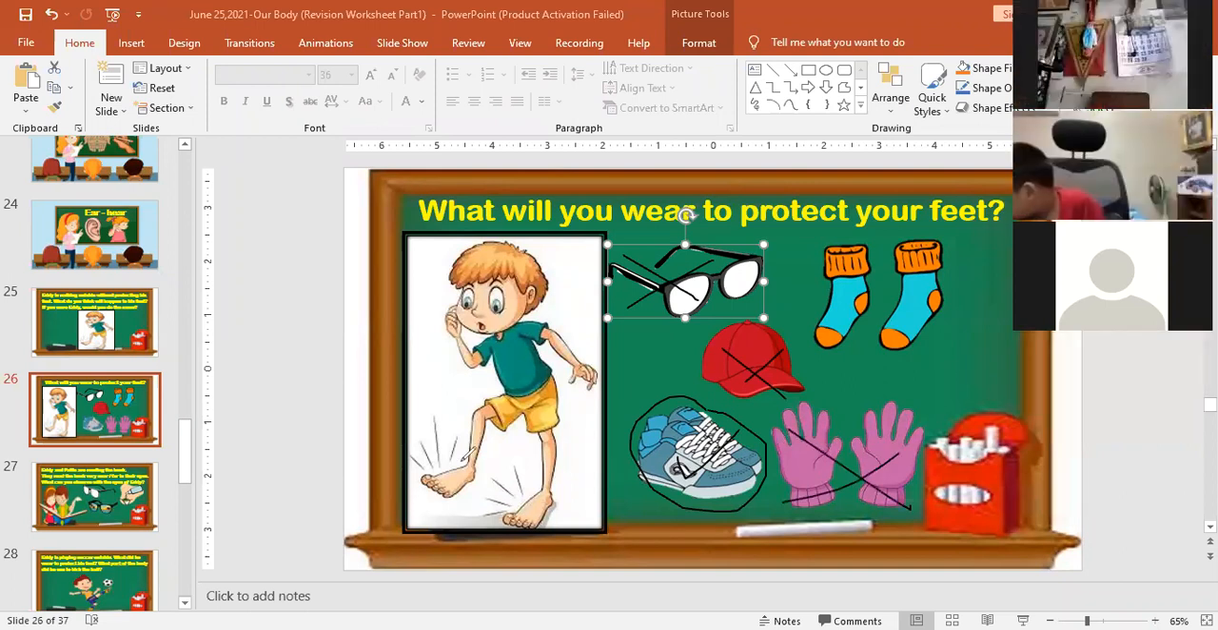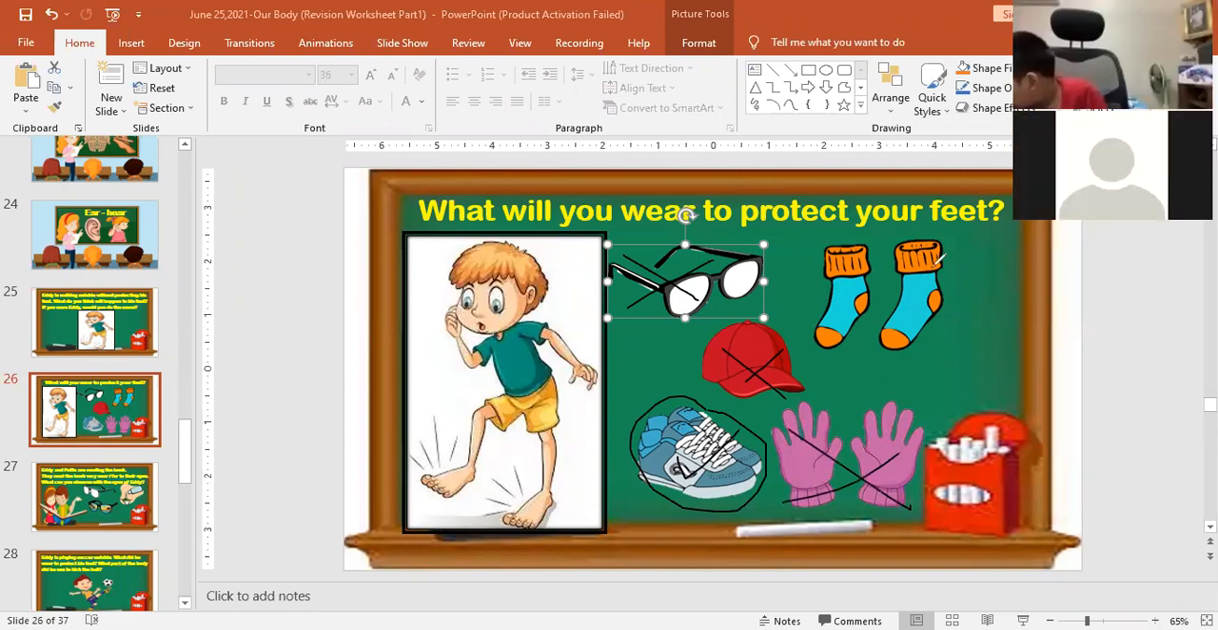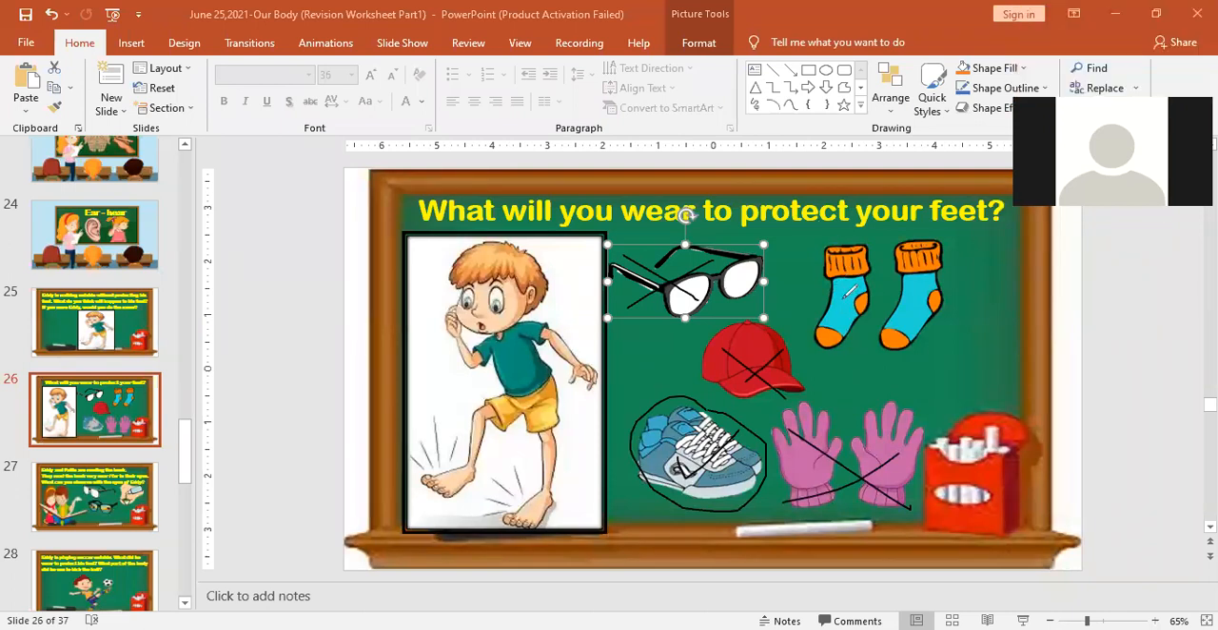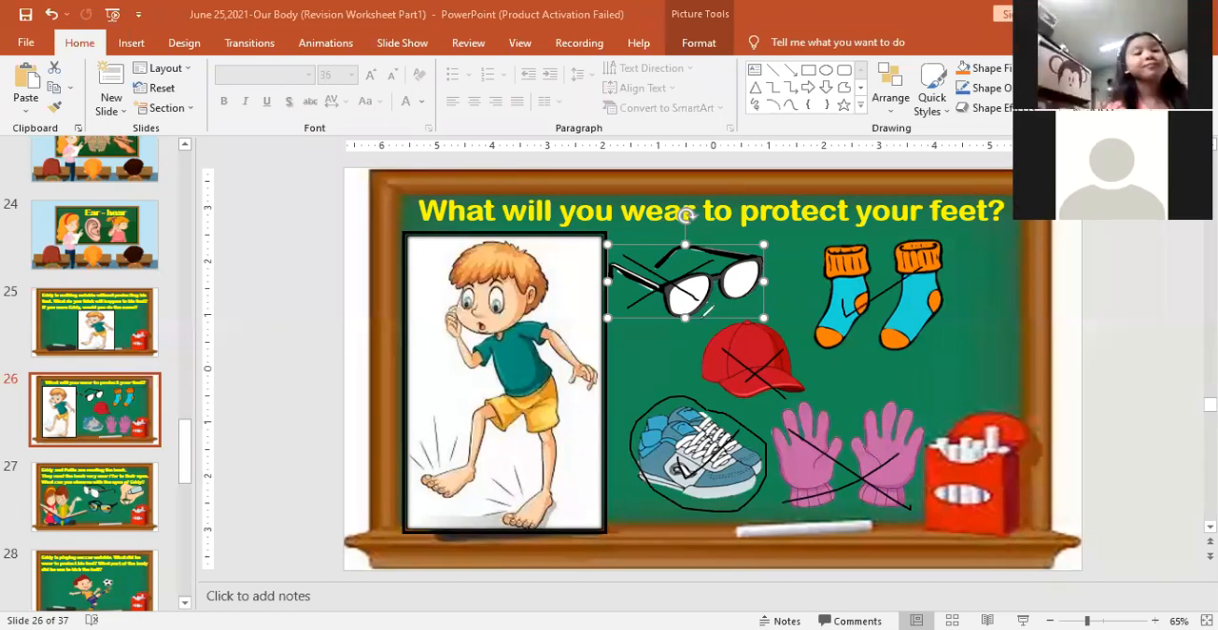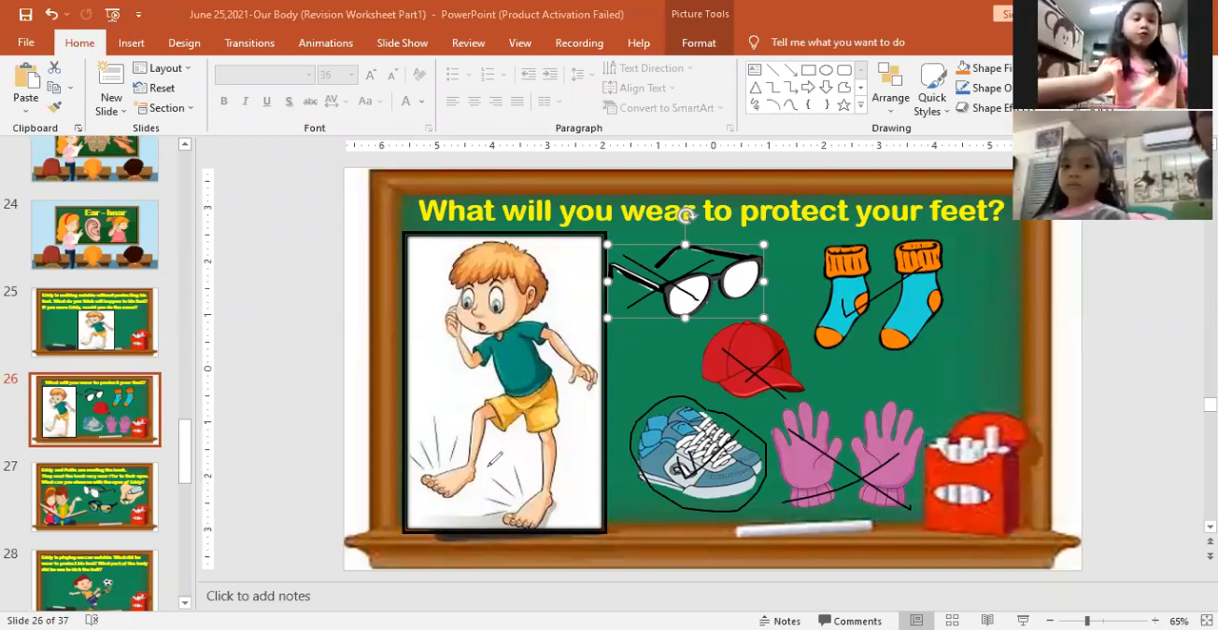Next, Ivy. Okay, socks. Do you use socks on your feet? Yes. So in these five objects, we only use socks and shoes on our feet.